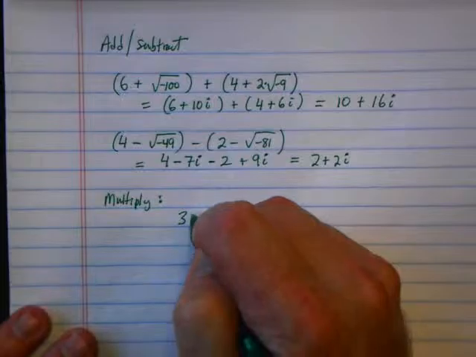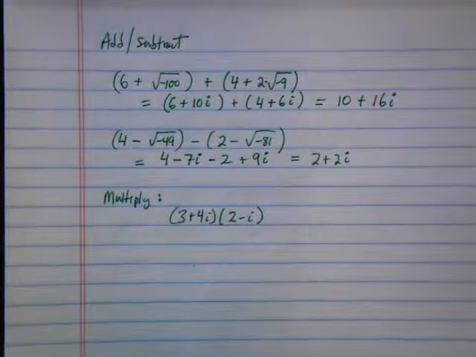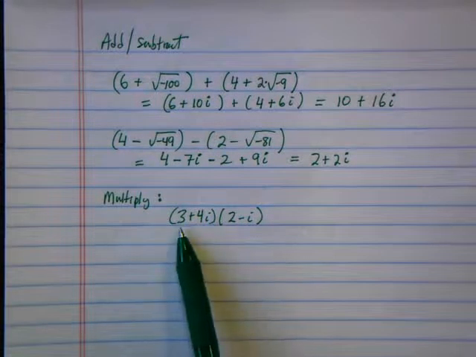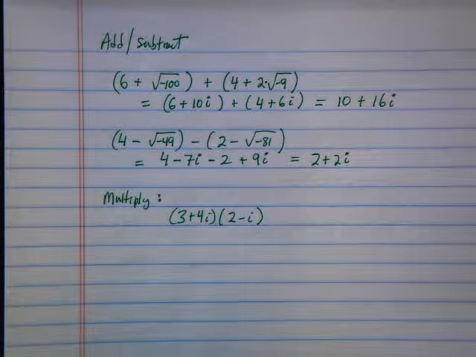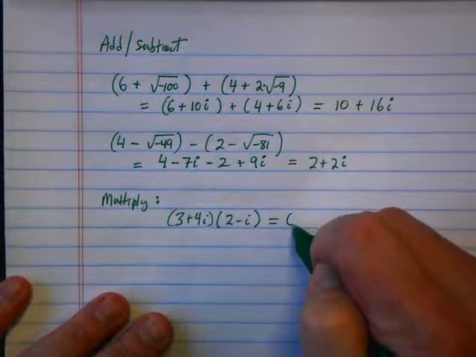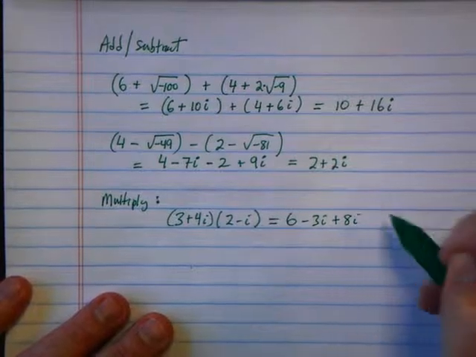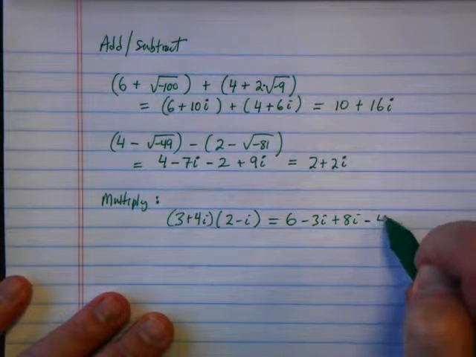Multiply. How do you multiply two complex numbers? How do I take 3 plus 4i and multiply it by 2 minus i? Not factor. FOIL. Just like you would if these were x's. If this was 3 plus 4x and 2 minus x, you would tell me do FOIL. That's exactly what I'm going to do. I'm going to do FOIL. When I do FOIL, I get 6 minus 3i plus 8i minus 4i squared.